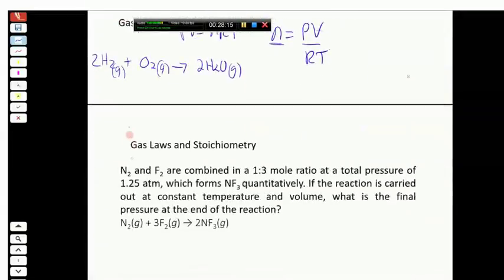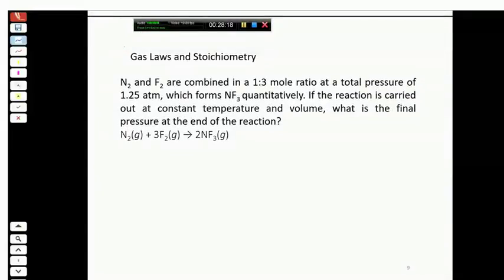So let's do an example problem, a couple of these anyway, with gas stoichiometry. All right, so let's say we have nitrogen and fluorine, and we're combining them in a 1:3 mole ratio and a total pressure of 1.25 atmospheres, and we're going to form NF3 quantitatively. If the reaction is carried out at constant temperature and volume, what is the final pressure at the end of the reaction? All right, so this is the chemical equation, N2 plus 3F2 going to 2NF3.